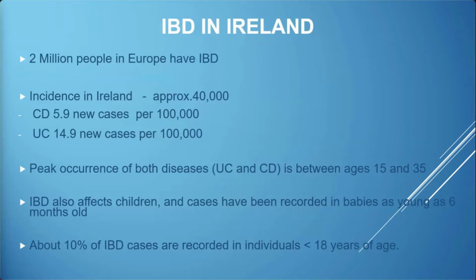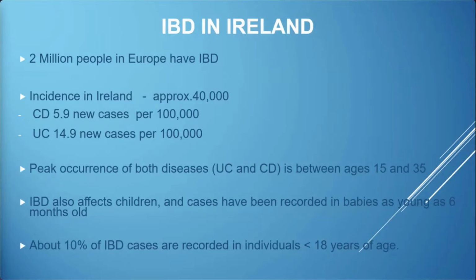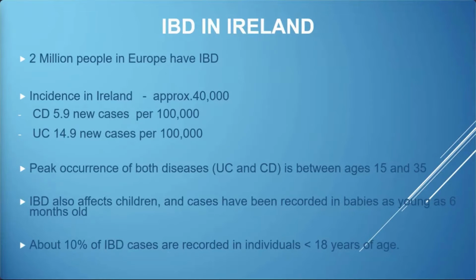There are 2 million people in Europe who are affected by inflammatory bowel disease. The incidence in Ireland is approximately 40,000 people living with Crohn's or colitis. In Crohn's disease, there are about 5.9 new cases per 100,000 of the population. In ulcerative colitis, there are 14.9 new cases per year per 100,000. The peak occurrence of both diseases is between the ages of 15 and 35, and there's also a secondary peak between 50 and 70 years. IBD also affects children, and there are cases that have been recorded in babies as young as 6 months old. About 10% of IBD cases are recorded in individuals who are less than 17 years of age.